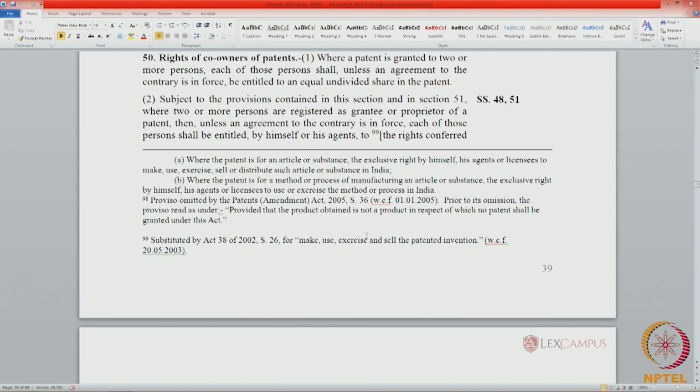Because of the nature of the technology, they cannot specifically allocate their share. So, it is an undivided share in the patent. They are entitled to an equal undivided share. If there is an agreement to the contrary, then they are entitled to an undivided share nevertheless, in the manner in which they have agreed between themselves. So, they will have an undivided share in the ratio 50:25:25, but nevertheless the share would remain an undivided share.